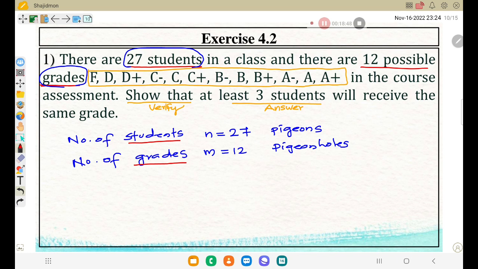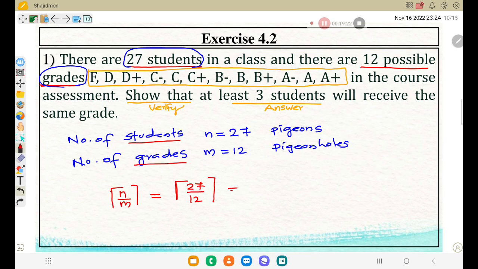Now we need to verify that at least 3 students will receive the same grade. That means one of the grades, one of the pigeonholes, will have at least 3 or more students. That is our question. So according to the extended pigeonhole principle, the ceiling of n by m. What is n here? 27, divided by m, which is 12. So the ceiling of 27 divided by 12.